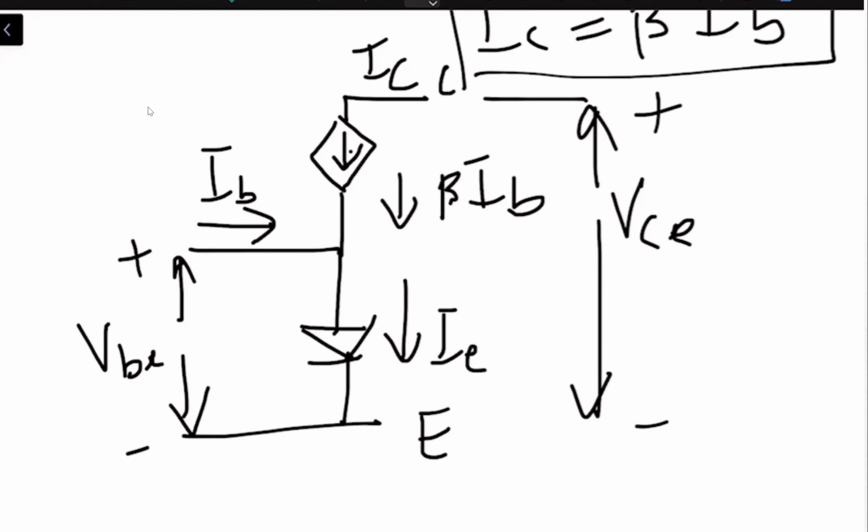Okay, so if you see, we have the input side, which is between the base and emitter junction, and the output side, which is between the collector and emitter junction, right? So we now have a diode between the base and emitter junction, and a current controlled source in the collector circuit, which is represented by beta times IB. Are you with me?